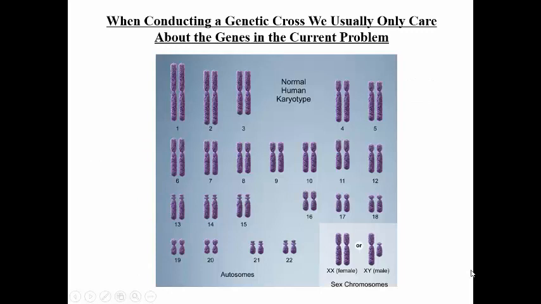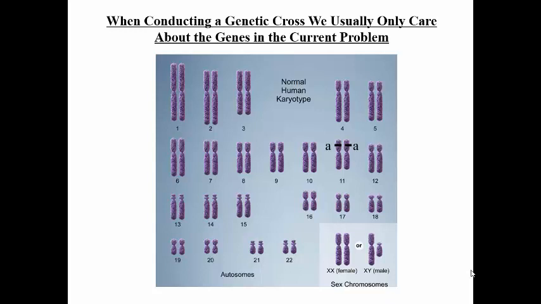When we look at this, we've got to keep in mind that we only care about the genes that we're working on in a given genetic problem. So in doing a cross, we only care about the genes in that current problem. This is what I mean. Albinism in humans results from abnormalities in a gene on chromosome 11. We have two copies of chromosome 11. We have two copies of each of our 23 chromosomes. So if an individual is little a, little a, as you see on this karyotype, that individual will suffer from albinism. If they're big A, little a, or big A, big A, they will not suffer from albinism.